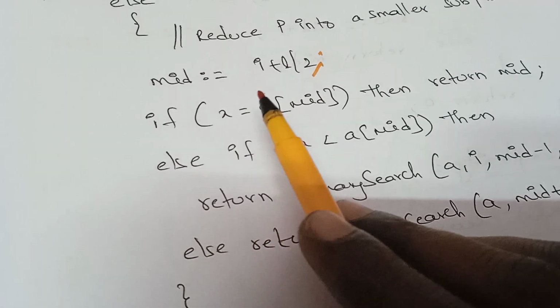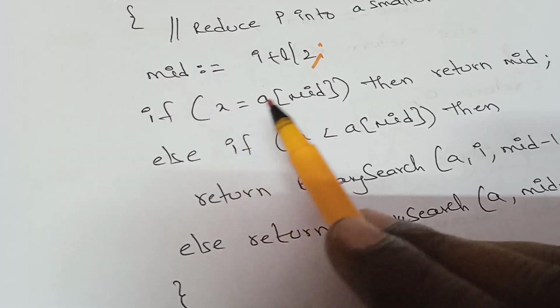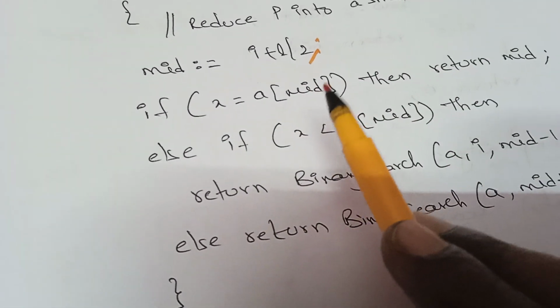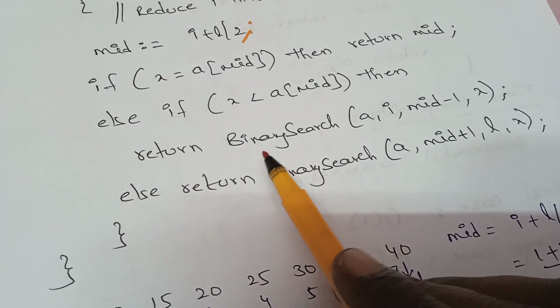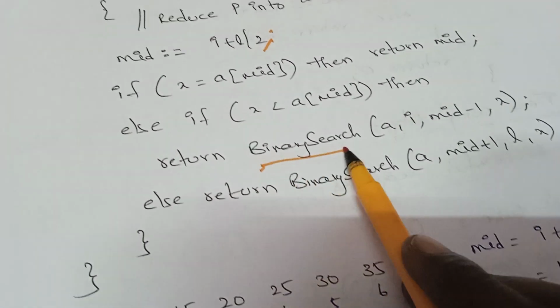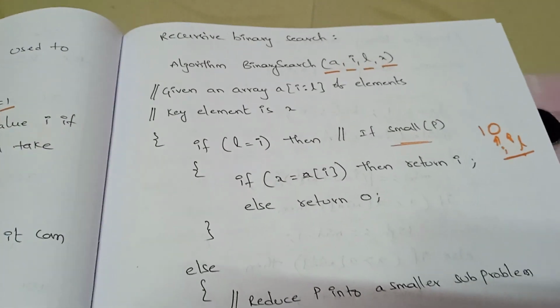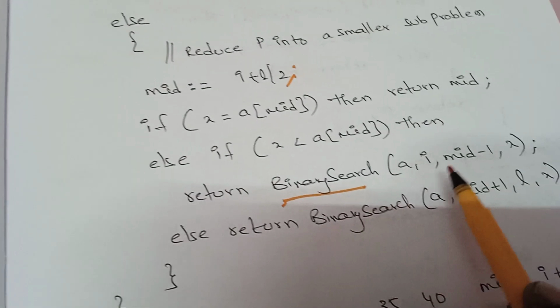Else, if X is not equal to A of mid, then it can be either lesser or greater. If it is lesser, I'll call my binary search function again, because I said it is a recursive function. Recursive means the function has to call itself, right?